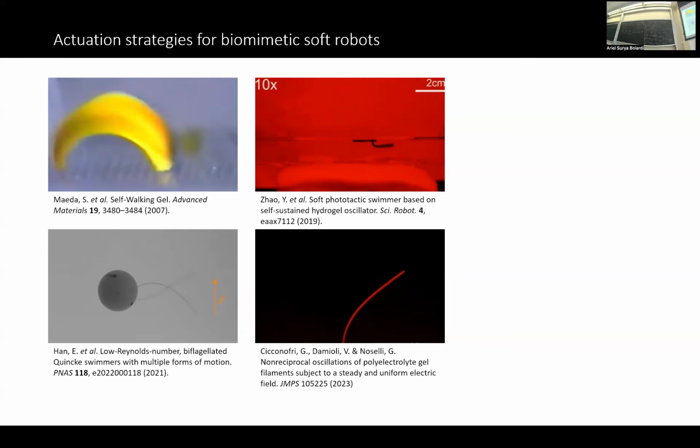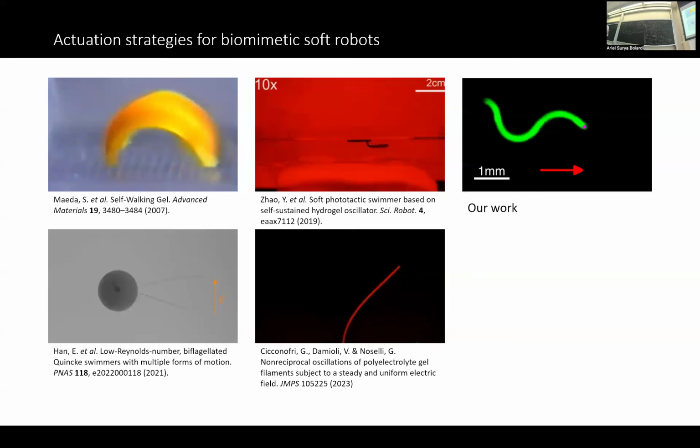And finally, an example again from our group. This is almost the same hydrogel as before. This is activated by a constant electric field, which points up. And again, thanks to an instability, this self-oscillatory behavior emerges.